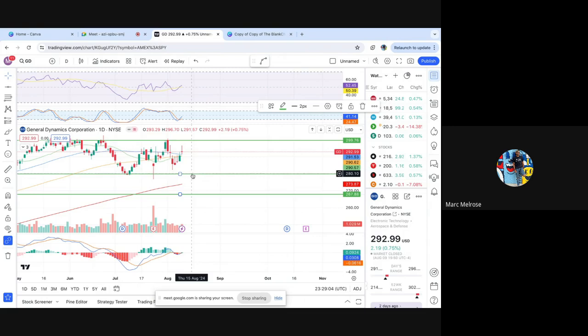And then from 280, can it reject 280 and trend upwards? If it was to reject 280 and trend upwards, we're going to be seeing it get back to these moving averages, which would be about 290. So 290 would be the next place if it was to reject this 280 range.